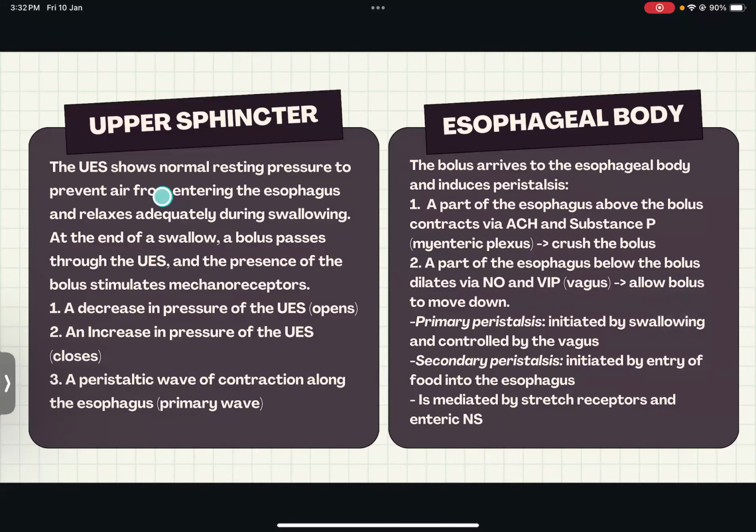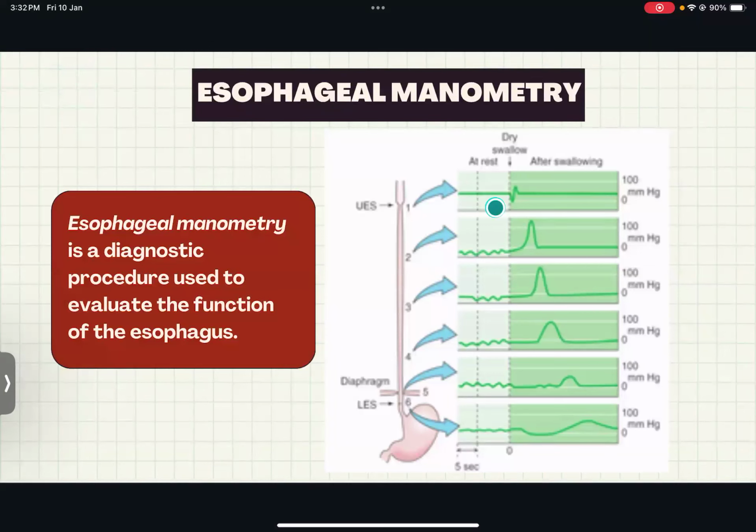As you can see here in the diagram, at first it is at resting point. This is because, if you remember, we talked about this in the protective functions of the esophagus. This is to prevent air from entering the esophagus while at rest, and also to give the esophagus a break, or to relax it, during swallowing phases. Okay.